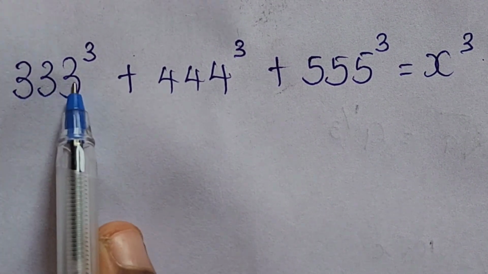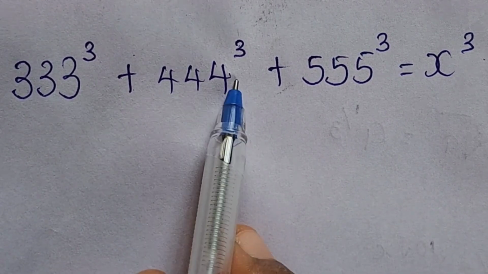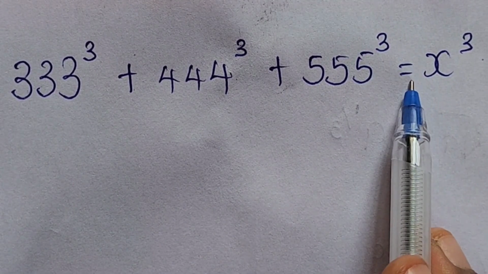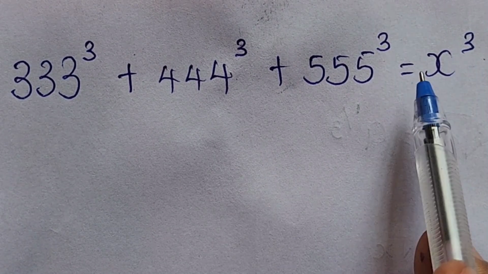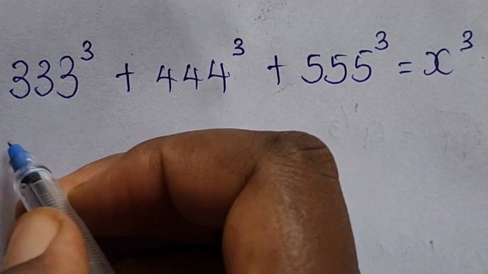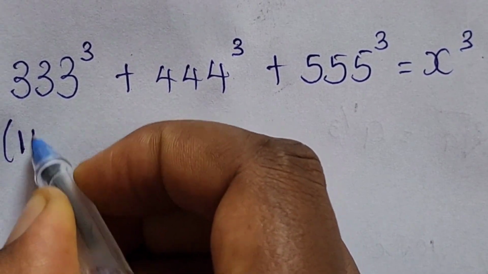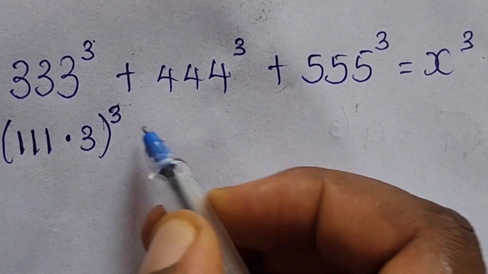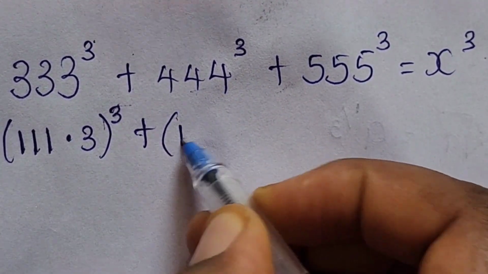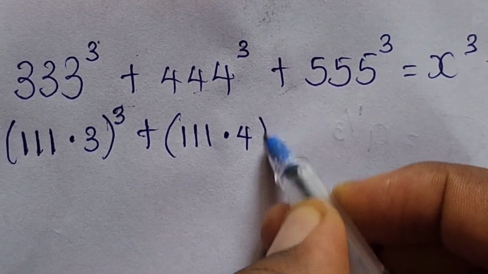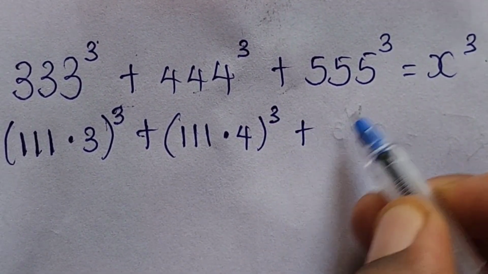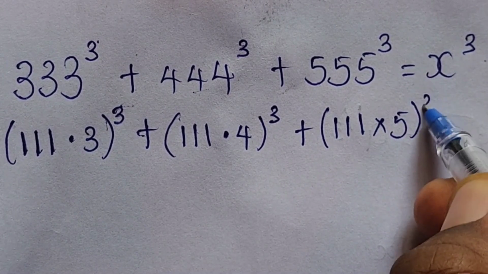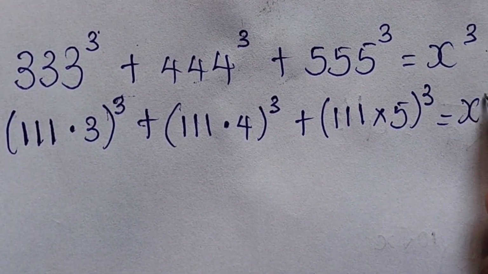We have 3 to the power of 3 plus 4 to the power of 3 plus 5 to the power of 3 is equal to x to the power of 3. So for us to resolve this, we can split our 3 to be 1 times 3 further raised to the power of 3, plus we have our 4 to be 1 times 4 further raised to the power of 3, and we have our 5 to be 1 times 5 further raised to the power of 3, is equal to x to the power of 3.